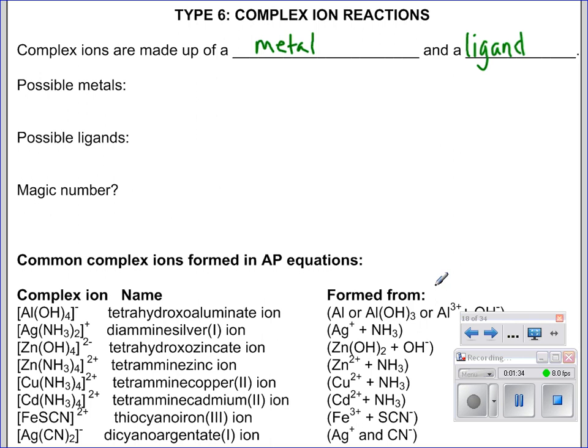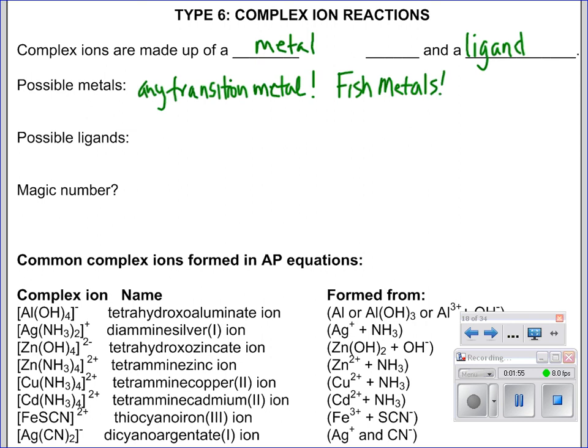So, possible metals. Any transition metal can make a complex ion. However, there are some favorites that often show up, and I call these the fish metals. Now, I'm kind of tethered to this microphone right now, and I can't get to it, so y'all need to look at that periodic table over there. And you got to use your imagination. Think out of the box.